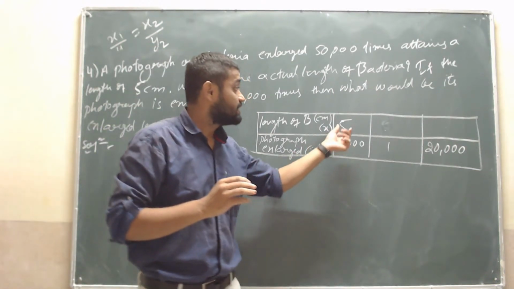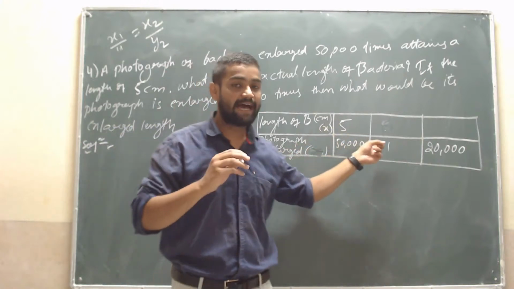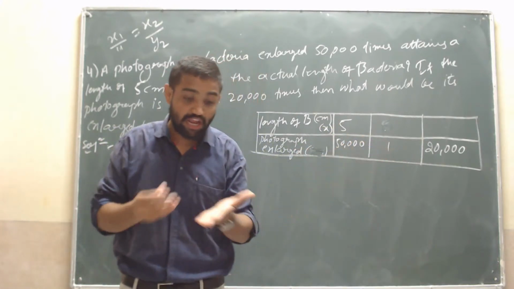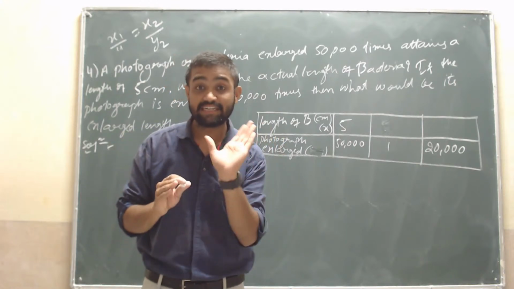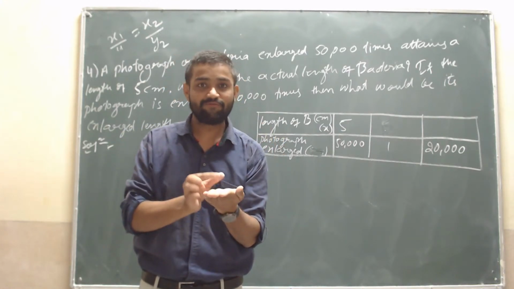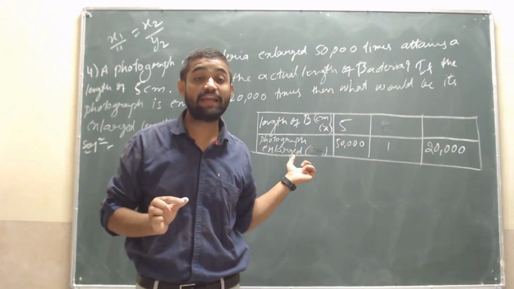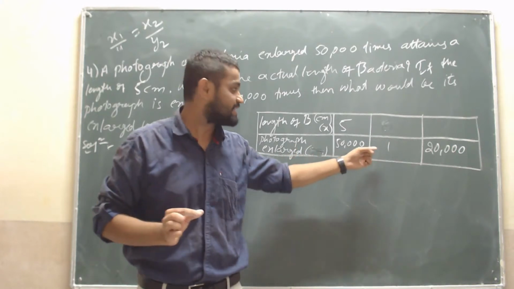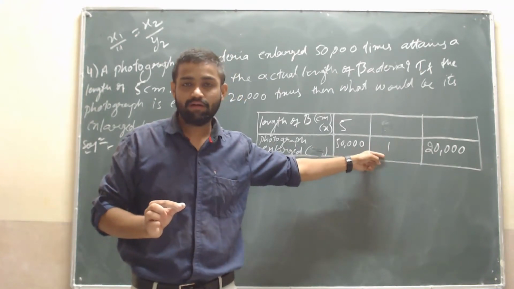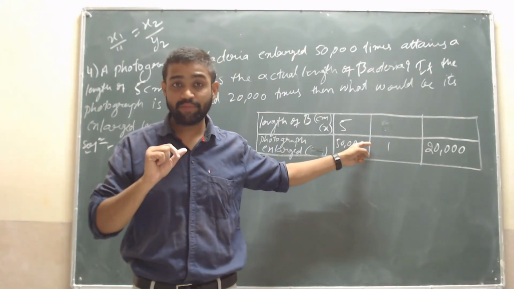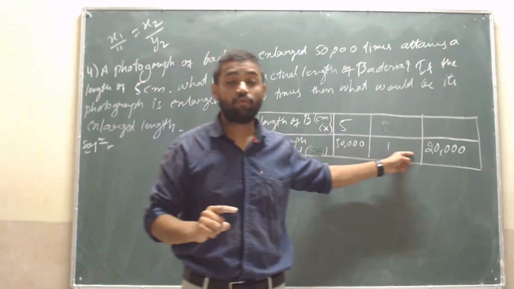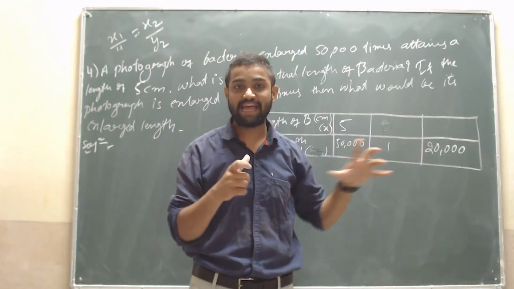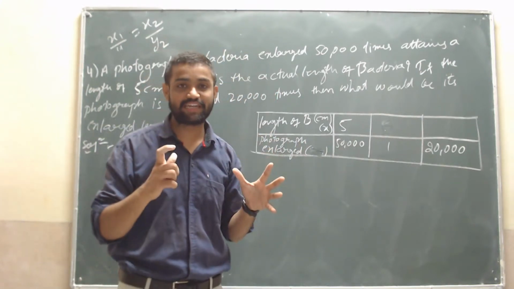See here, this is the given data. Then he is asking what is the actual size of bacteria. The photography enlarged is only one time, isn't it? And that gives us the actual length of bacteria. And again he is asking what is the bacterial length when it is enlarged 20,000 times.